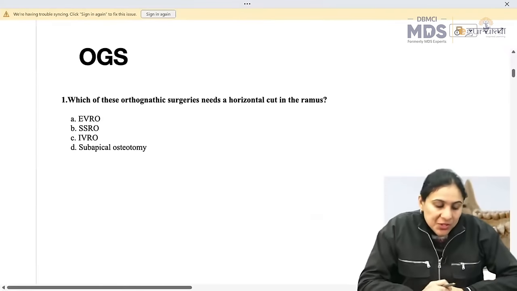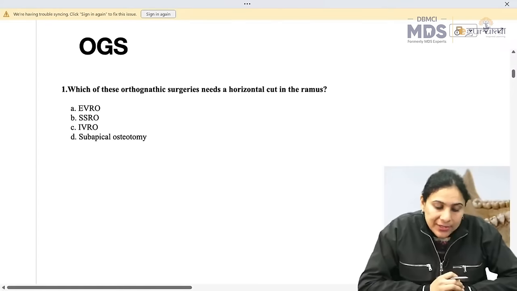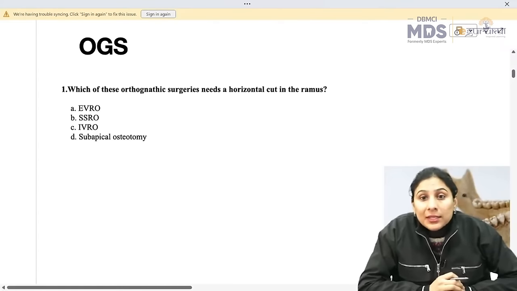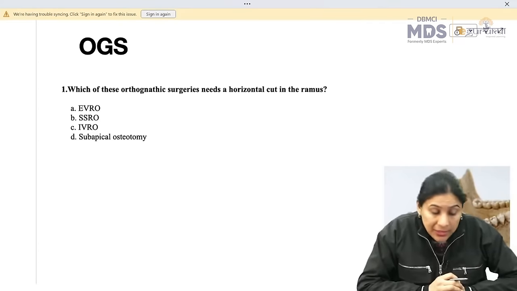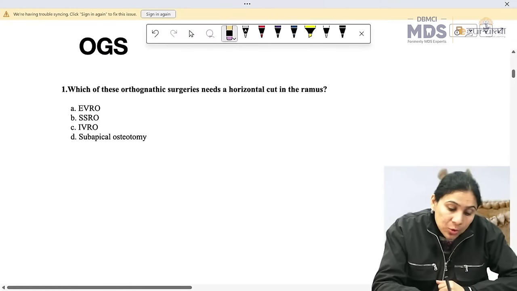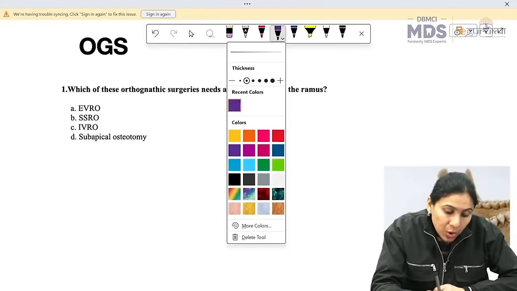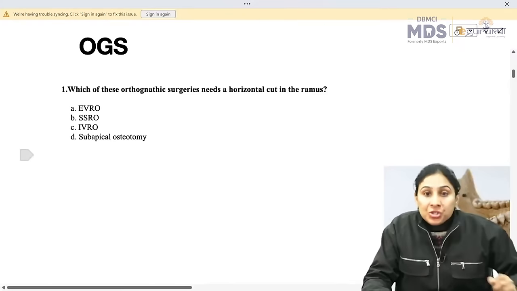The first question is from orthognathic surgery. Which of these orthognathic surgeries needs a horizontal cut in the ramus? Is it EVRO? Is it SSRO? Is it IVRO? Or is it subapical osteotomy?